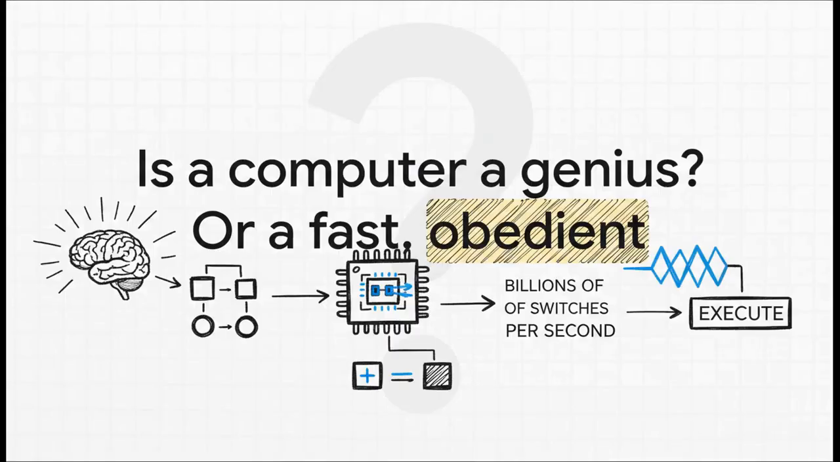You know, after seeing this whole journey, it really makes you think, doesn't it? We started with a simple human plan, and we ended with a machine flipping billions of switches every single second. The computer isn't some kind of genius. It's not thinking. It's just executing. It's an unbelievably fast and incredibly obedient servant, just following our perfectly laid out instructions to the absolute letter. And that is what really happens when you just add two numbers.